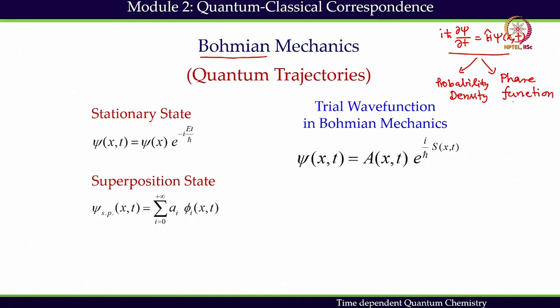And this phase function, we will see that in Bohmian mechanics, will give me the velocity, the local velocity. It is called local velocity or Bohmian velocity. What does it mean? I will discuss that one. So, from the phase function I will get the local velocity.